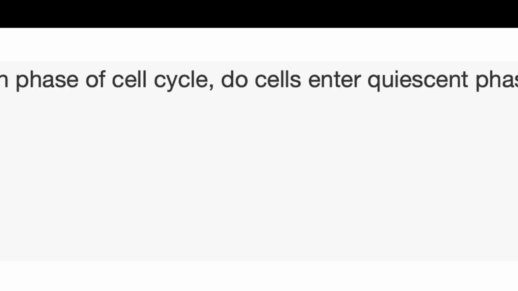Question number 12. After which phase of cell cycle do cells enter quiescent phase? Again, a question on cell cycle. After which phase of the cell cycle do cells enter quiescent phase? Option A, G1. Option B, G2. Option C, S. Option D, M. G1 is growth 1, G2 is growth 2, S is synthesis, and M is mitosis.